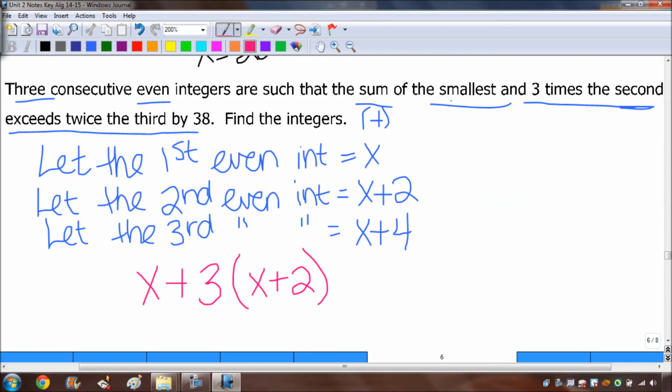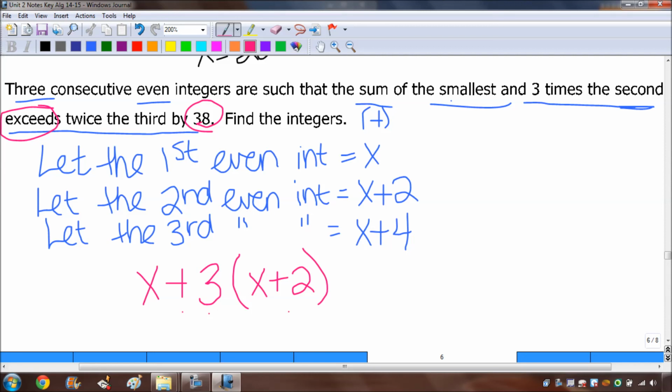So again, I'm taking it little by little. The sum, I've got that in my equation, and I'm adding the smallest, which is x, and 3 times the second, so here's 3 times the second, exceeds. To exceed a number means to be more than a number by a certain amount. So it exceeds it means that the sum of the smallest and 3 times the second is equal to 38 more than twice the third. Okay? So hopefully that rewording makes a little bit more sense to you. 38 more than twice the third.